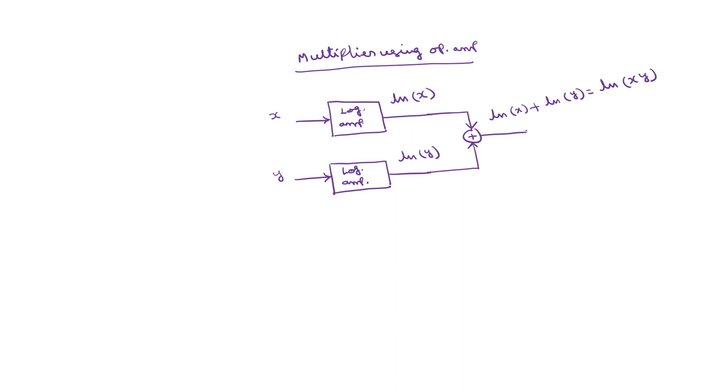Now to get xy, what you have to do? You have to pass it through the anti-logarithmic amplifier. So this output will be log inverse of logarithm of xy. So log inverse and log get cancelled, you will get simply xy, that is the multiplication of the two inputs x and y.